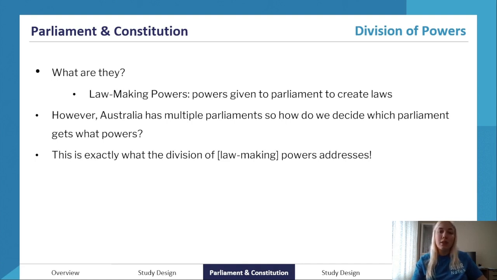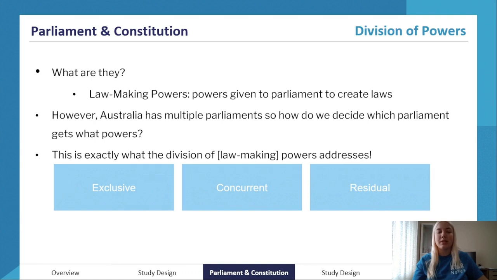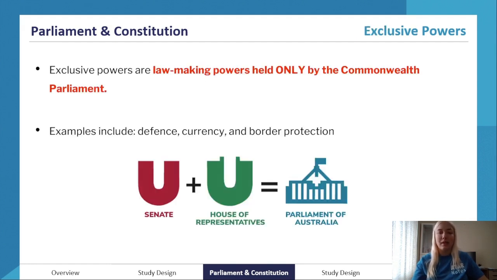Okay, so this is why we must have the division of powers to delegate all the areas in which both the states and the Commonwealth can legislate. These include exclusive, concurrent, and residual powers. So we need to be able to provide a definition for each and give examples.